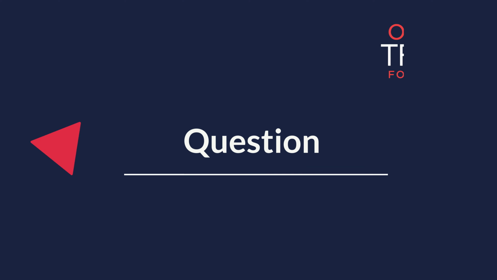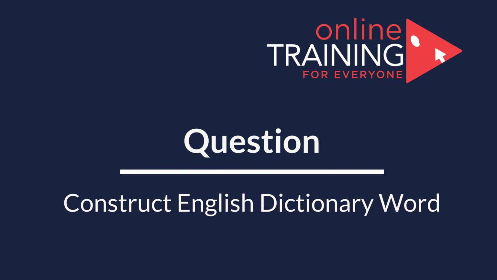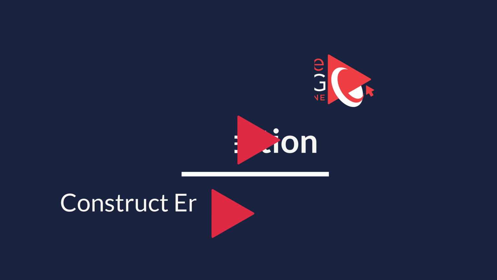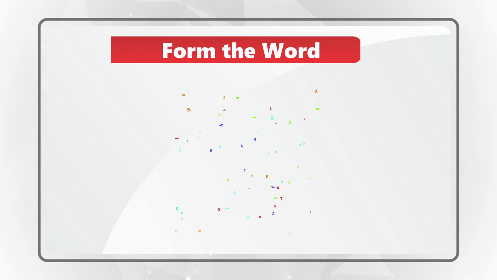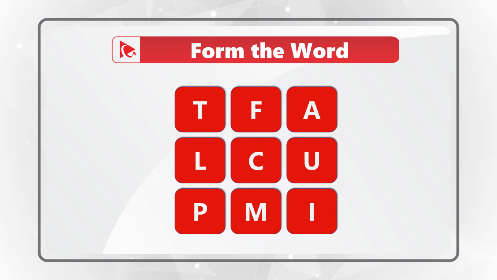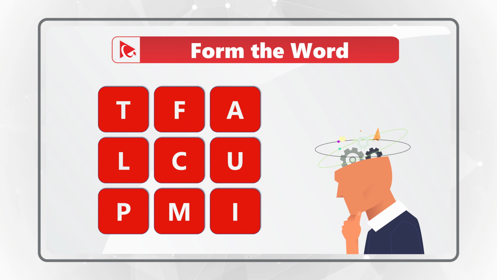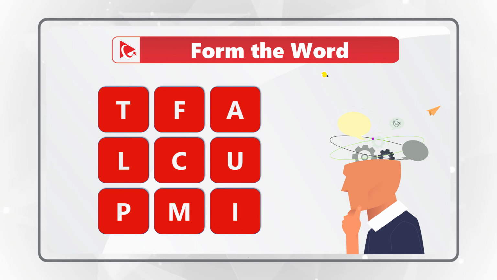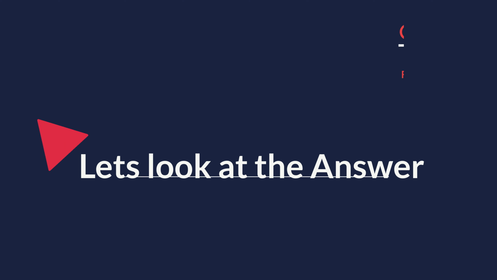This question truly tests your knowledge of the English dictionary. You need to form a word using all the letters only once. There are 9 letters that you can see on the screen. The letters are T, F, A, L, C, U, P, M, I. Give yourself a little bit of time. It's a very complex 9-letter word. Consider pausing the video to get to the correct answer. And ready or not, I'm going to move forward to get you to the correct solution.